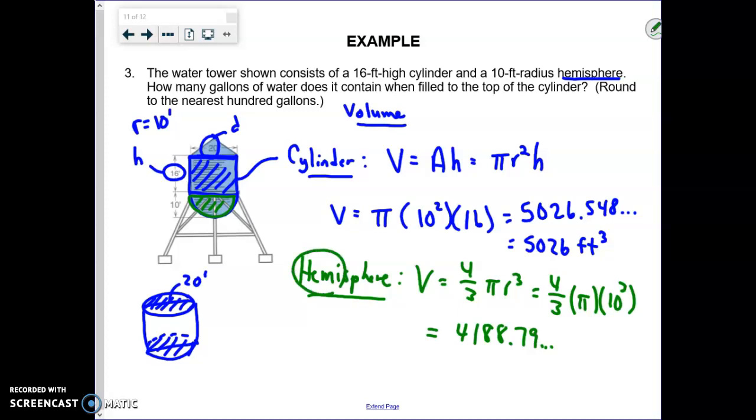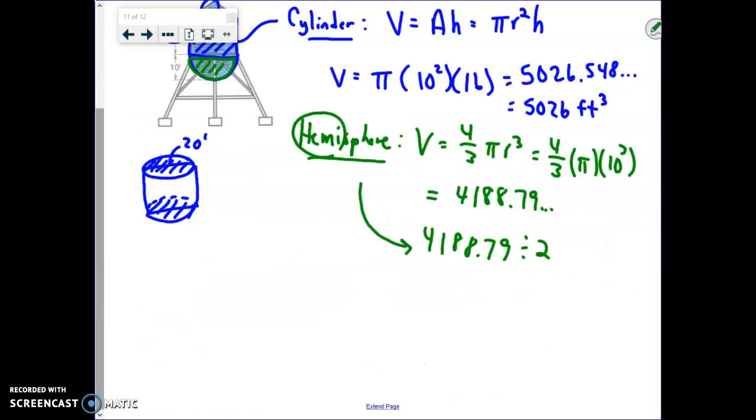So what we need to do is take that volume to find the hemisphere and divide it by 2. So I'm going to take 4,188.79 and divide it by 2. And we get approximately, the volume of the hemisphere would be 2,094.395. And I'm just going to use a whole number because we're going to the nearest hundred. I'm going to use 2,094, and that would be feet cubed.